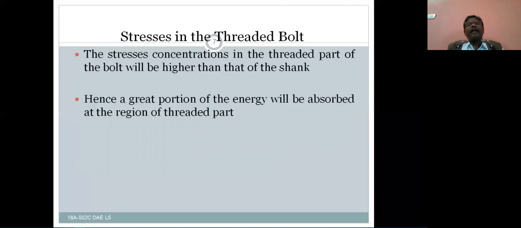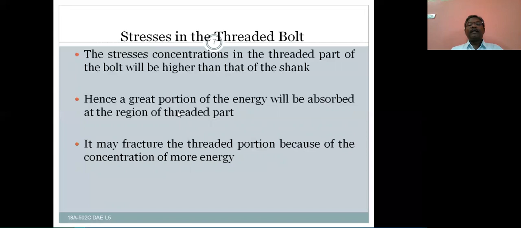Hence, a great portion of the energy will be absorbed at the region of the threaded parts. That means major energy will be absorbed by the threaded portion, especially the core diameter parts, the core area, right? So with this, there is a possibility that it may fracture at the threaded portion because of the concentration of more energy, especially at the core diameter.